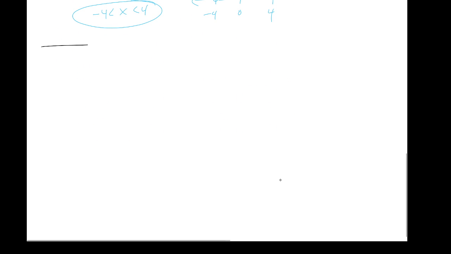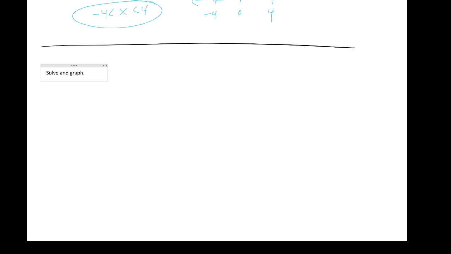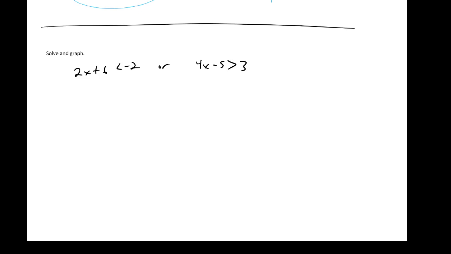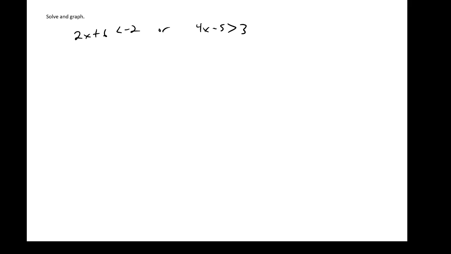Again, we're going to solve and graph. Two separate problems here: 2x + 6 < -2, or 4x - 5 > 3. What's great about this is we are going to anticipate, again, a disjunction because of "or." So our graph in the end is going to be shaded to the outside. Again, we're going to see if that actually happens here.